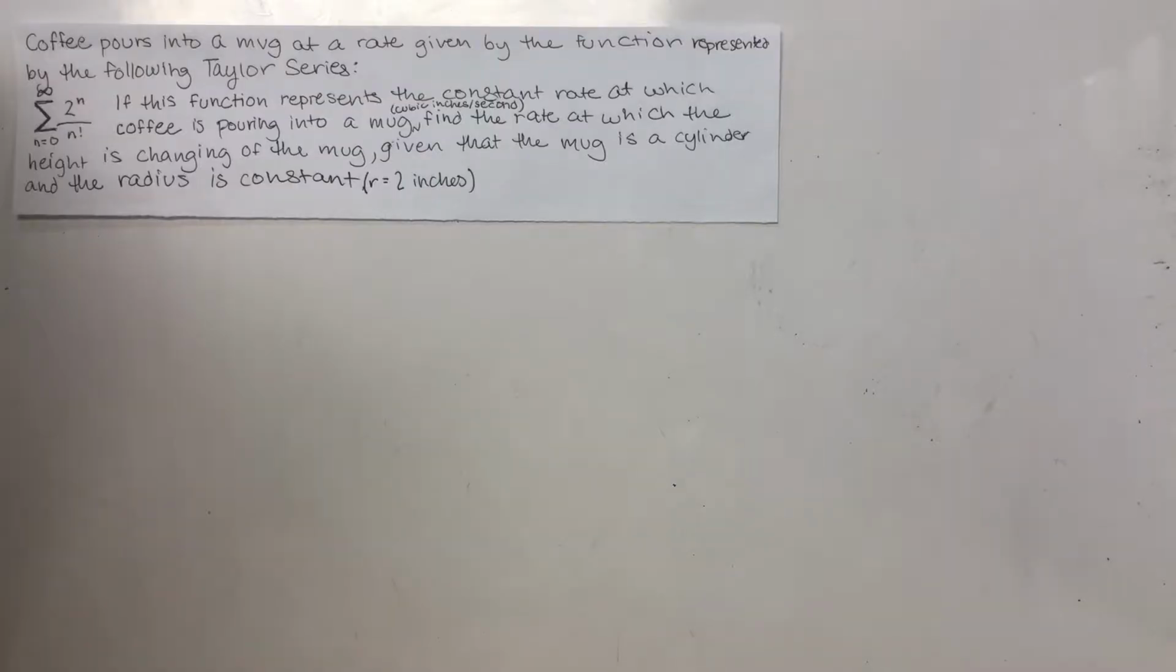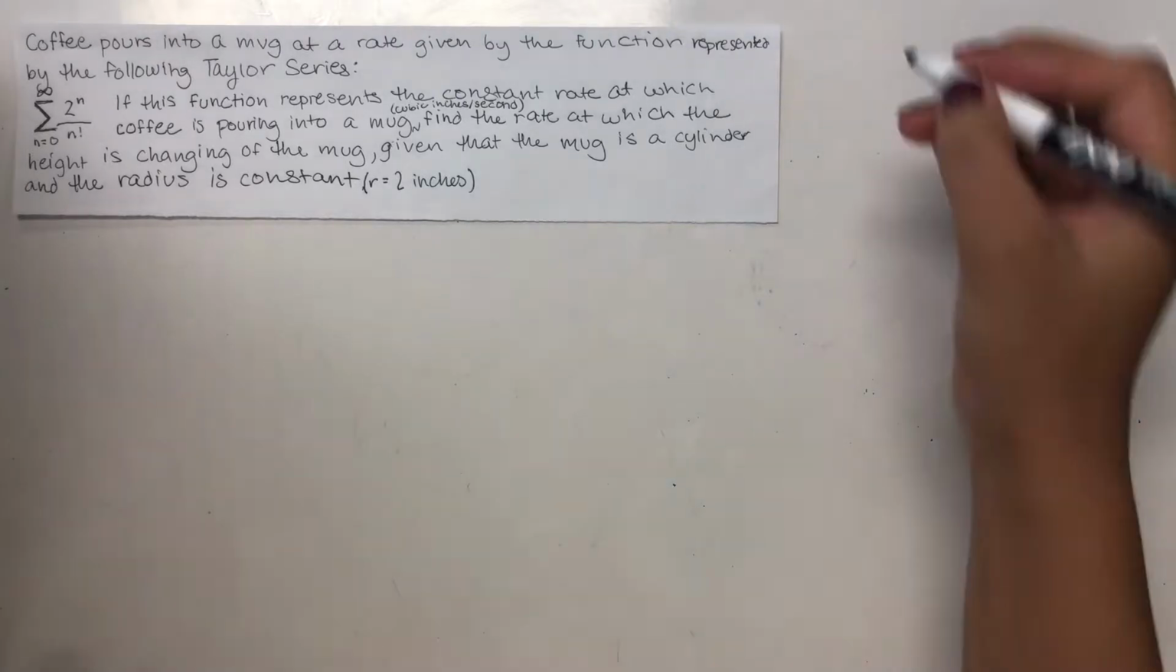Coffee pours into a mug at a rate given by the function represented by the following Taylor series. If this function represents the constant rate at which coffee is pouring into a mug in cubic inches per second, find the rate at which the height of the mug is changing, given that the mug is a cylinder and the radius is constant, with r equaling 2 inches.